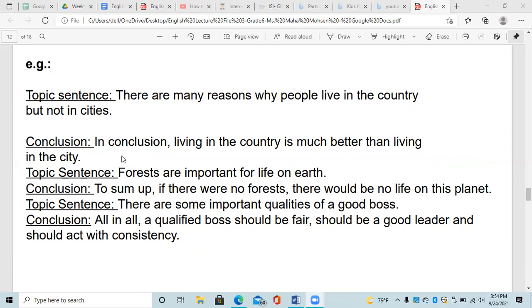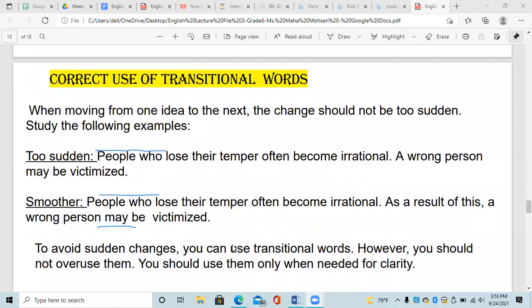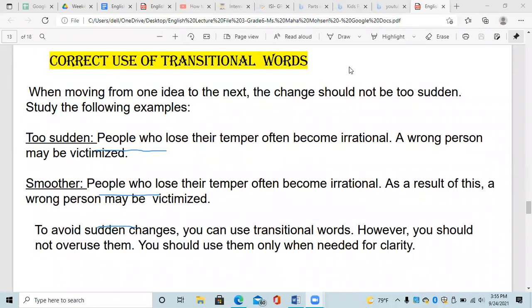Now, I want you to look at the way I'm writing these concluding sentences. Here, I started with in conclusion, here to sum up, and here I started with all in all. So what do you think these are that I wrote at the beginning? What are these? So let me show you what these are. These are called transitional words.